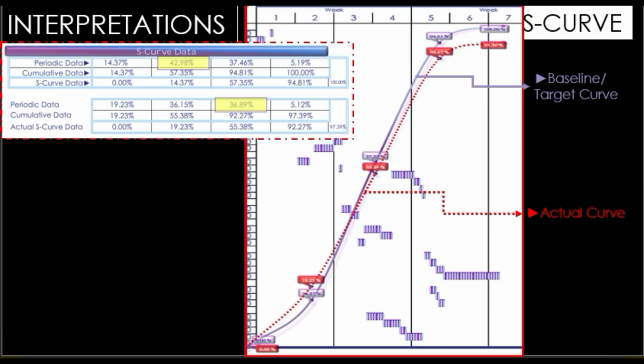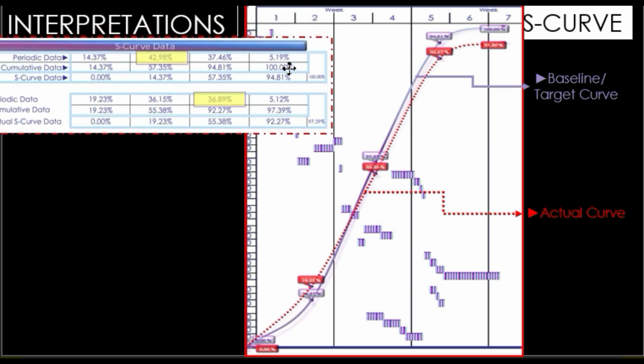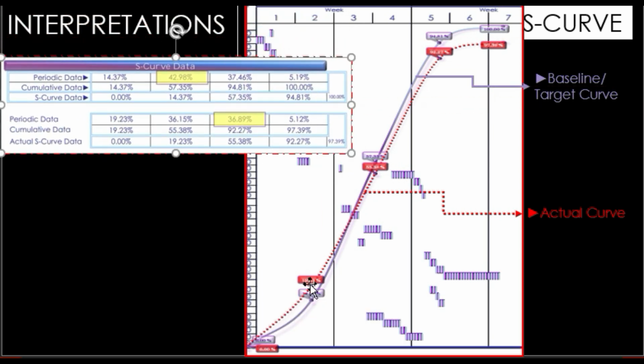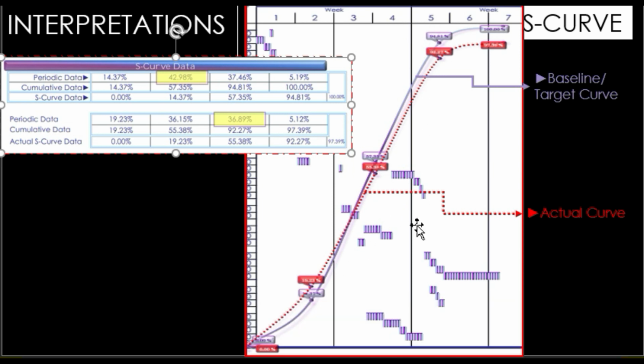We now interpret. Our data shows us that the activities are heavy during the second quarter, with a periodic percent weight of 42.98%. That is during weeks 2 and 3. However, during the actual implementation, the contractor encountered a tiresome period of work during the third quarter, with a periodic percent weight of 36.89%. That is during the fourth and the fifth week.